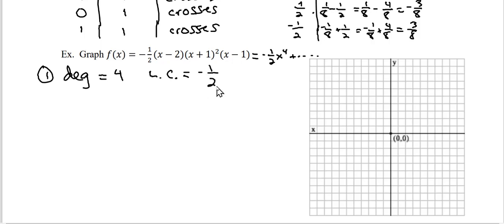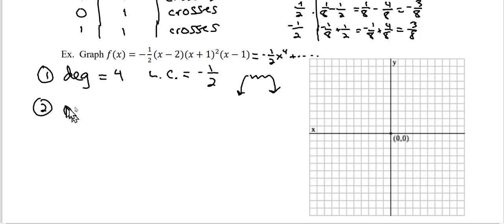My leading coefficient is negative 1/2. That tells me end behavior. Even degree means they both go the same way. Think of a parabola. This is not a parabola, it's degree 4 instead of degree 2, but that's how I remember that. The fact that the leading coefficient is negative means they both go down. So that's our end behavior.